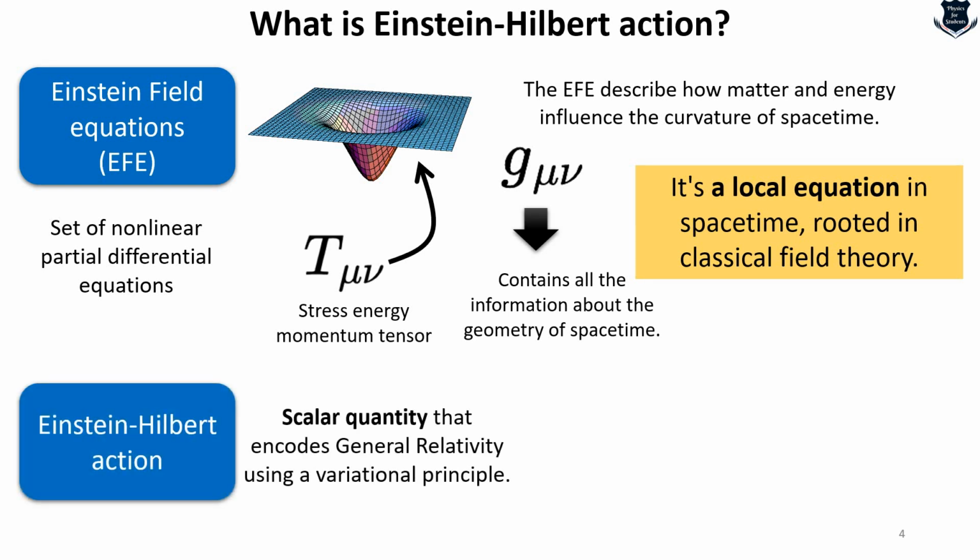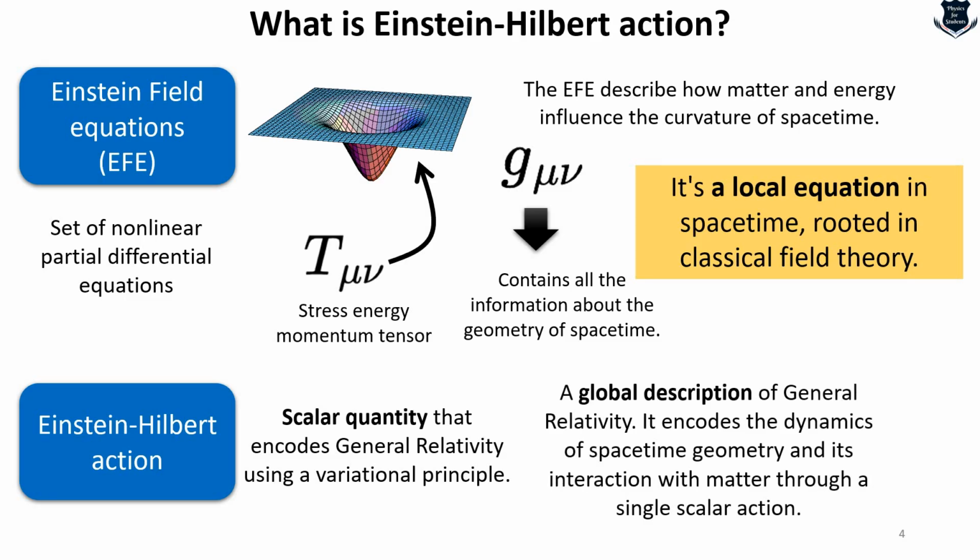On the other hand, if we look into the Einstein-Hilbert action, you see that it is a scalar quantity. The EFE are derived from the variational principles, but they are directly focused on how space-time evolves, while the action is not. So the Einstein-Hilbert action is a much more global description of general relativity, and it encodes the dynamics of space-time geometry with the interaction with matter through a single scalar action.